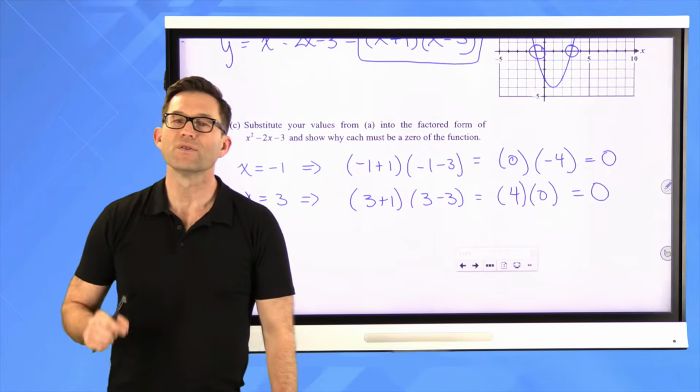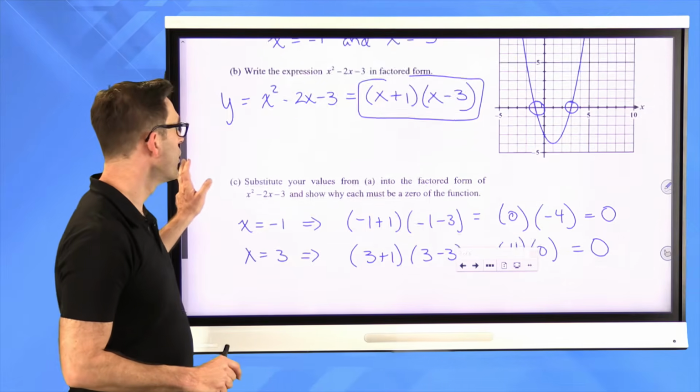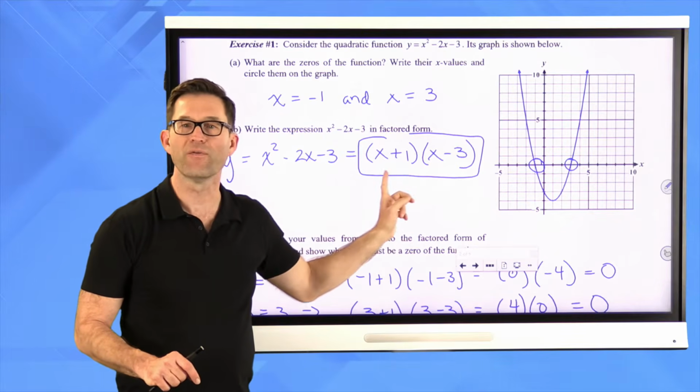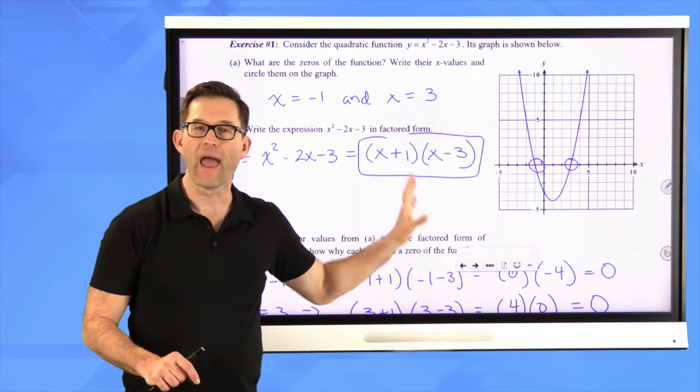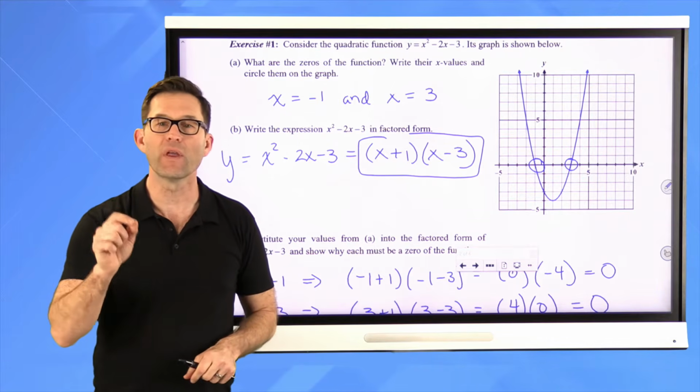So why are these two values equal to 0? Well, they're equal to 0 because each one of them makes one of the two factors equal to 0, and whenever you multiply anything by 0, you get 0.